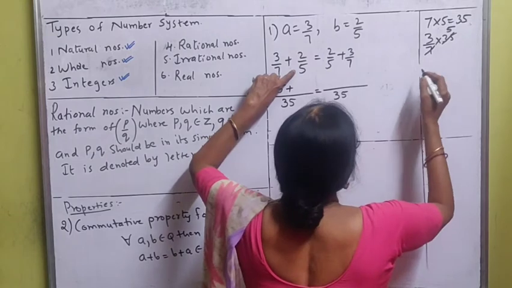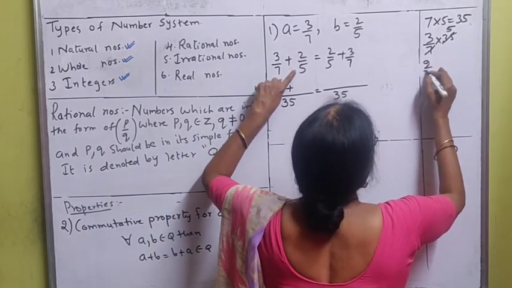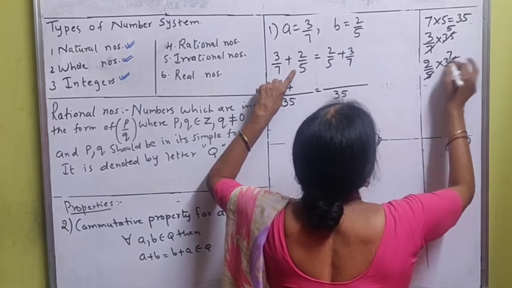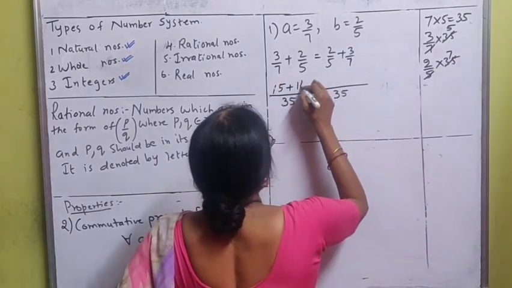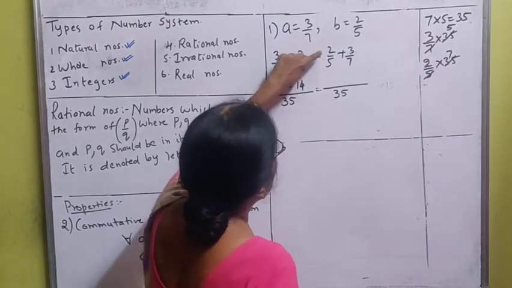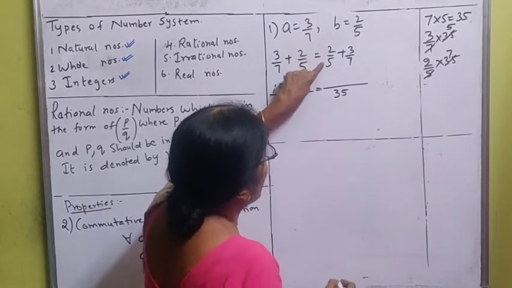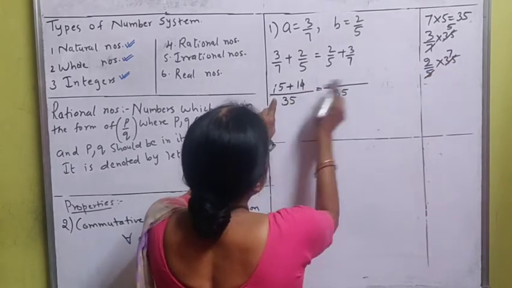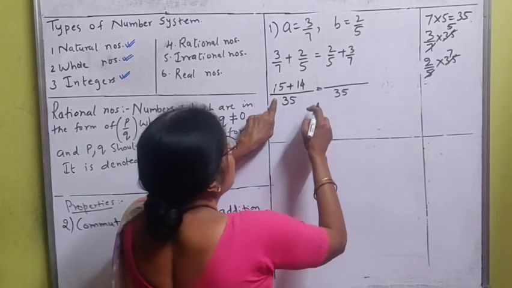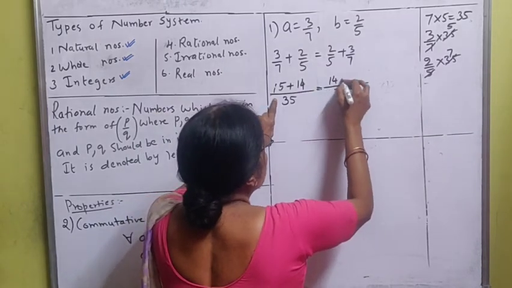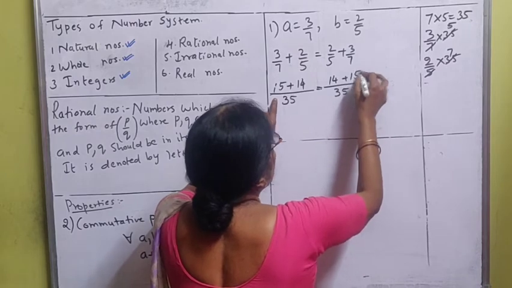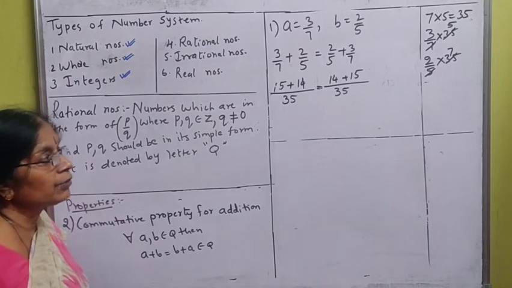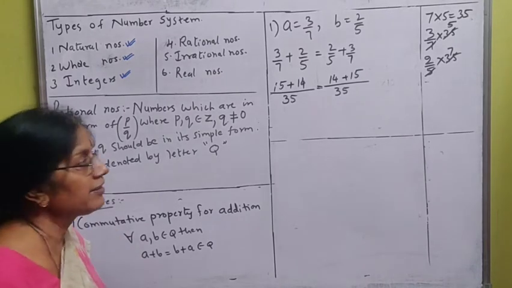Next rational number is what? 2 by 5 into 35. 5 ones are 5, 5 sevens are 35. 2 into 7 is how much? 14. Now see over here, what is given? 2 by 5. 2 by 5 already I did. 2 into 7 means 14. This reverse I have to write down the result on the right hand side. So 2 by 5 is 14 plus 3 by 7 is 15. So I got it as 15 plus 14 divided by 35 is equal to 14 plus 15 divided by 35.